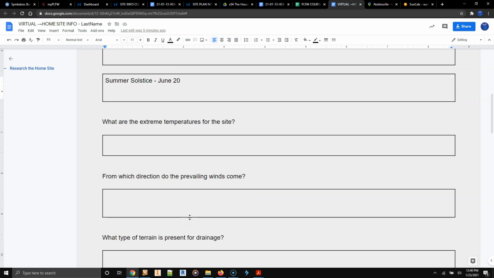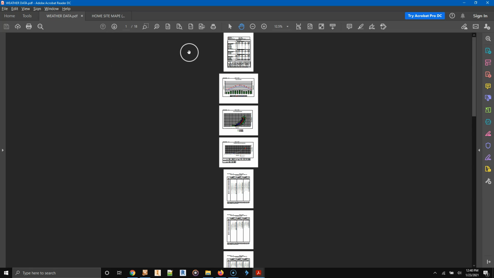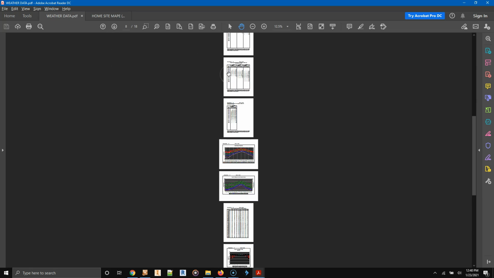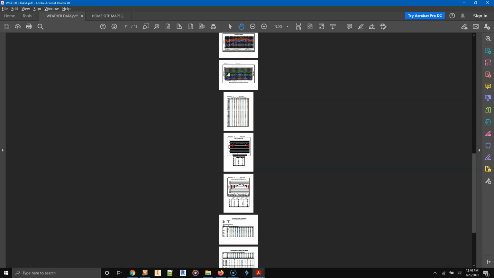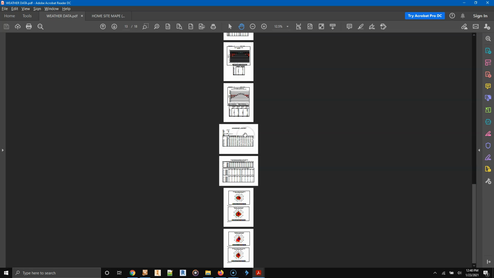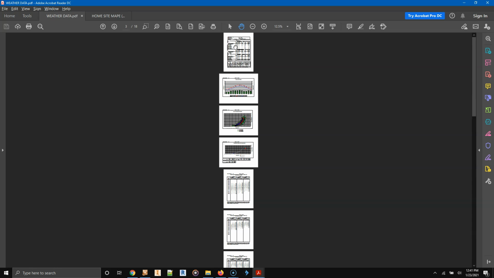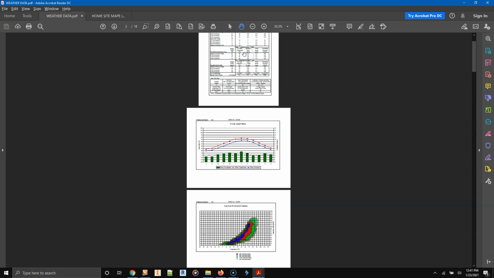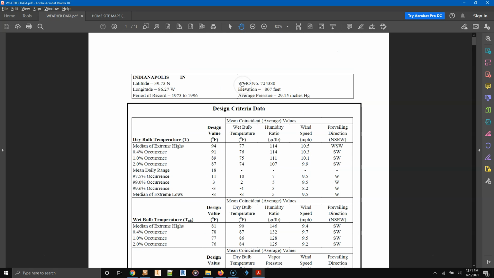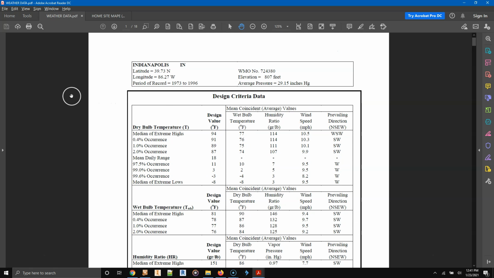The next thing we need to talk about are the extreme temperatures for the site. For this, we will need the weather data. You have this in a PDF. You can go search for it on weather.gov, but let's go to the PDF. This PDF has 18 pages of weather data. It has some summary information at the top. It has several charts throughout, and it has a lot of information broken down month by month. The main things we probably need to look at are going to be on the first page or two.